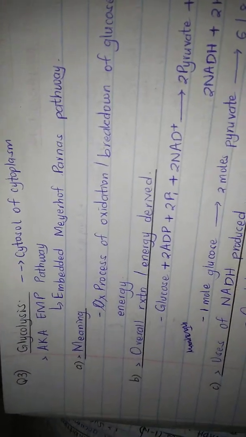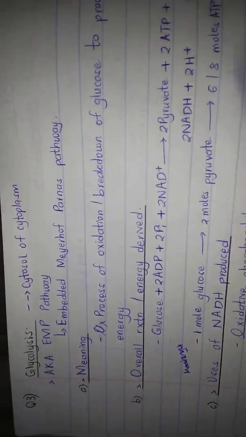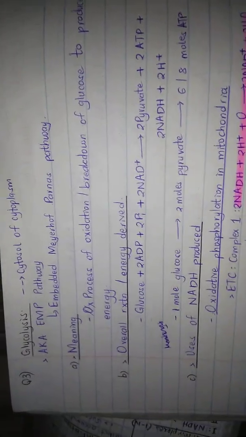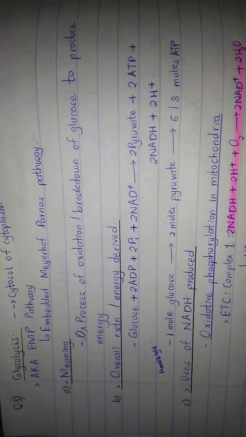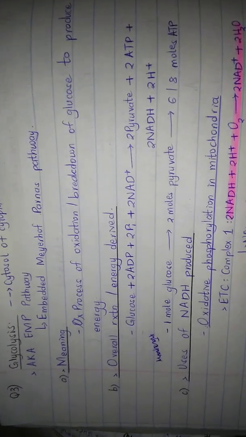Next question under carbohydrate metabolism will be glycolysis. You know that glycolysis takes place in the cytosol of the cytoplasm. Glycolysis is also known as the EMP pathway, which in full would be Embden-Meyerhof-Parnas pathway. The meaning of glycolysis is that it is a process of oxidation or breakdown of glucose to produce energy, which is ATP.